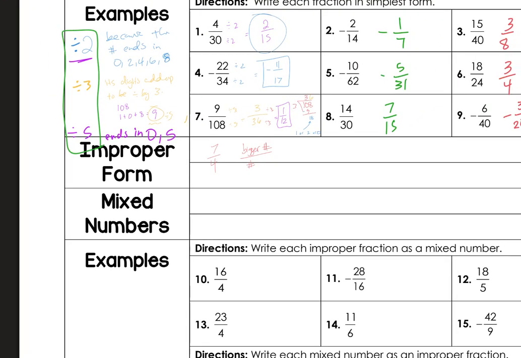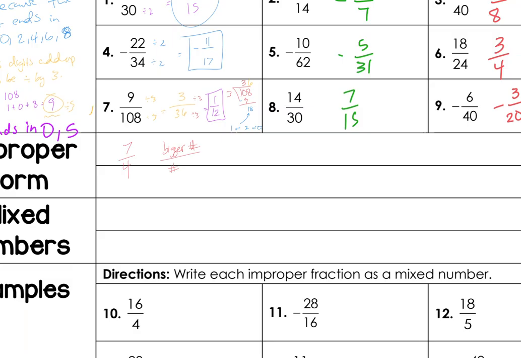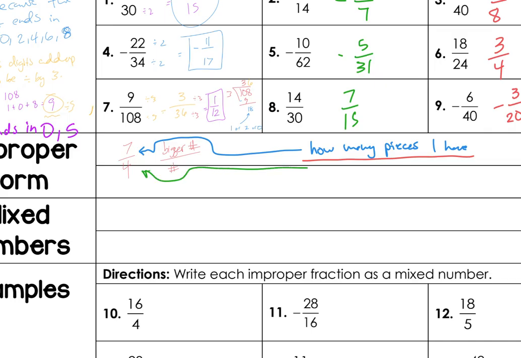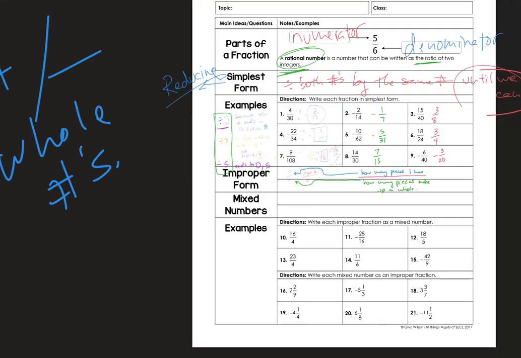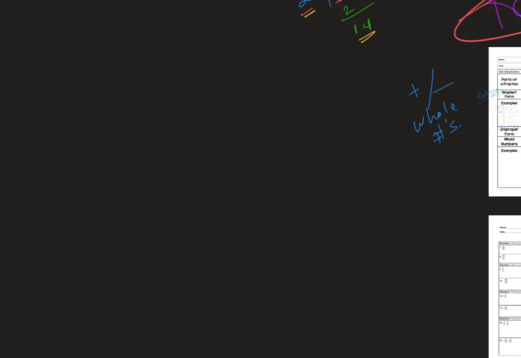Why is this improper? Well, because a fraction, the numerator, the number on top, in fact, here I'm going to draw this little blue arrow. That blue arrow is how many pieces I have, and it's going to be divided by, this is how a fraction works, a green arrow to how many pieces make up a whole. Okay? And if you're like, it's really confusing, well, let's jump over here and do 7/4 real fast.